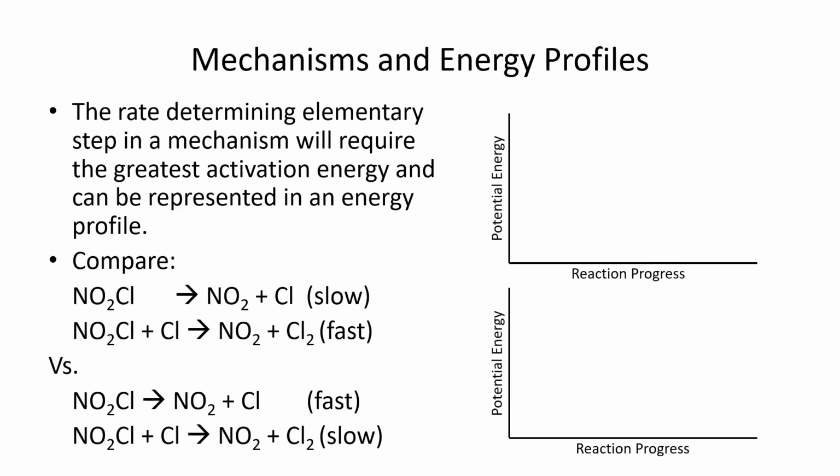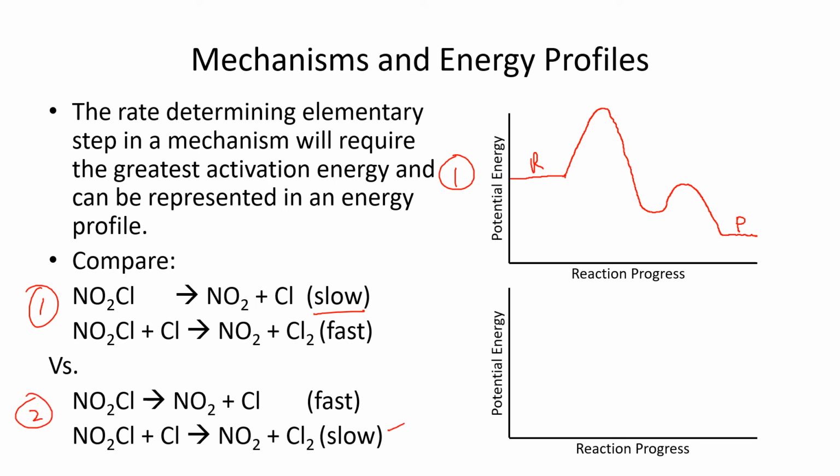Hi, so energy profiles are another way to show the steps of the mechanism and indicate which one is slower or faster. I'm going to do an exothermic reaction. So for reaction number 1 here, you start with your reactants, and then you have 2 steps where the first step is the slowest one. So to show that it's slowest, we're going to give it the greatest amount of activation energy. And then for the second step, it'd be a lesser amount, and then finally you'll end up with your products.